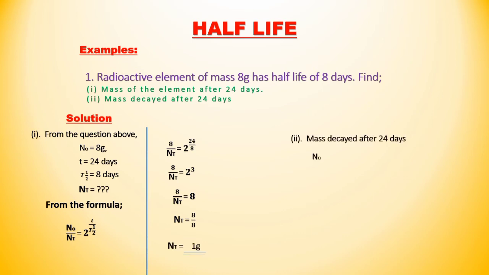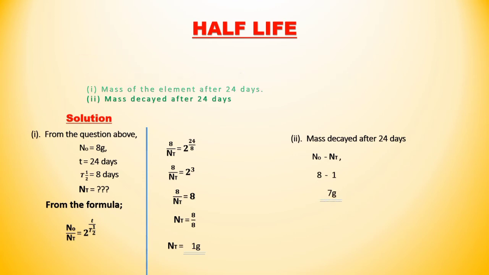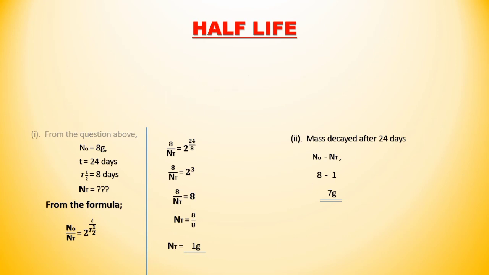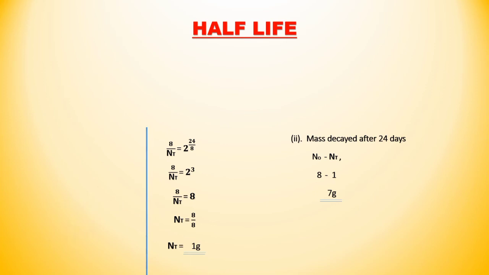Then when you look for the mass decayed after 24 days, this will be the original minus the Nt. Originally we had 8, then we subtract the 1 for the Nt, and then we remain with 7 grams. So in the process, it's 7 grams that decayed. From 8 to 1, the amount of grams decayed was 7.